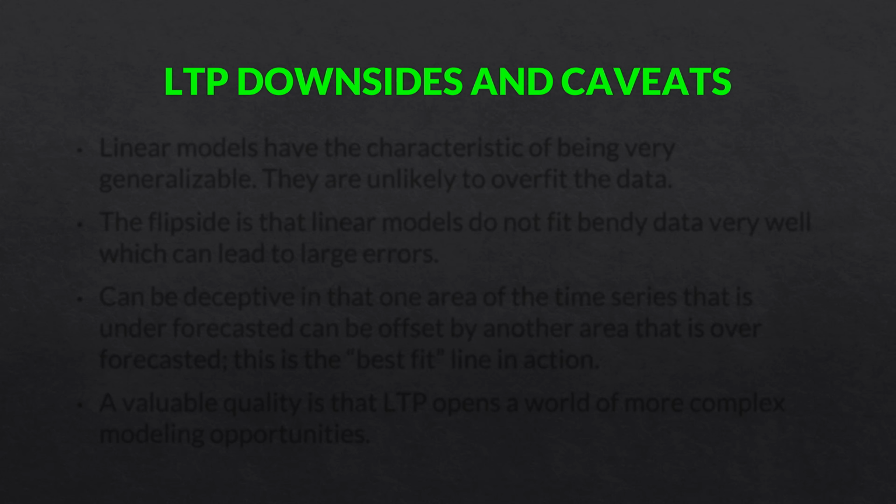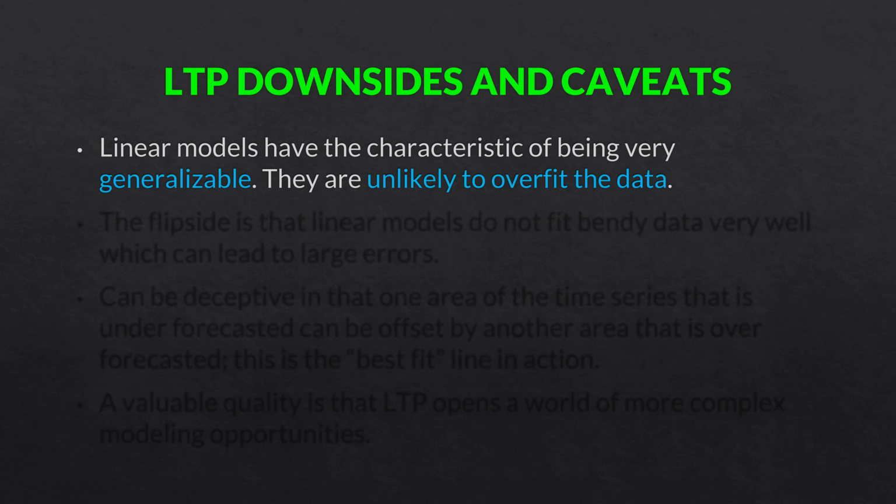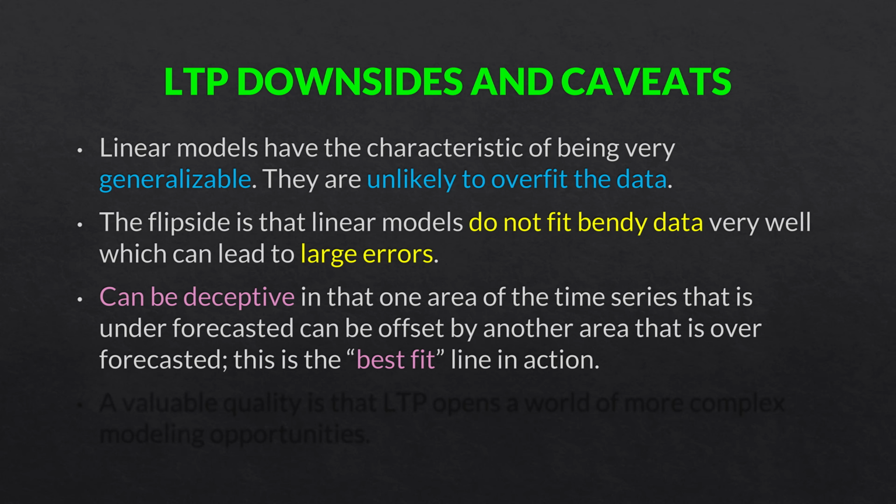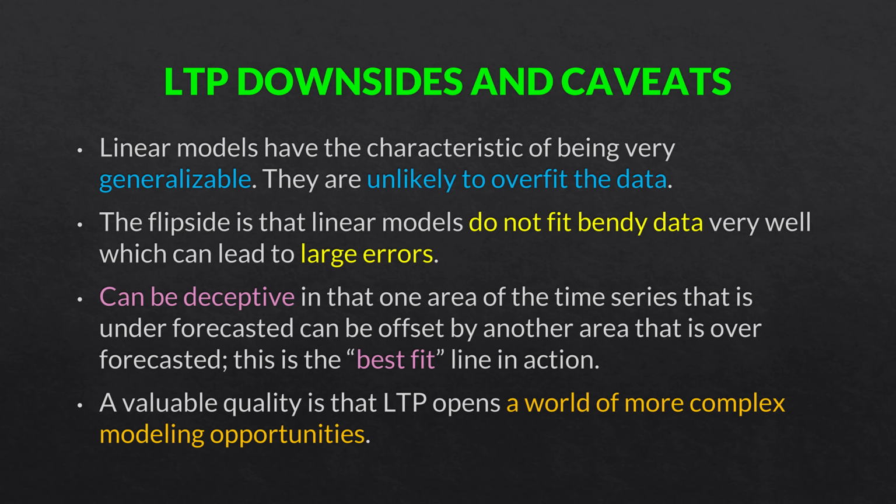Now there are some downsides and caveats to linear trend projection. Linear models have the characteristic of being very generalizable. They are unlikely to overfit the data. The flip side is that linear models do not fit bendy data very well, which can lead to large errors. They can be deceptive, and one area of the time series that is under forecasted can be offset by another area that is over forecasted. But this is the best fit line in action. That's what it does. A valuable quality looking forward is that linear trend projection opens a world of more complex modeling opportunities where we integrate other explanatory variables.